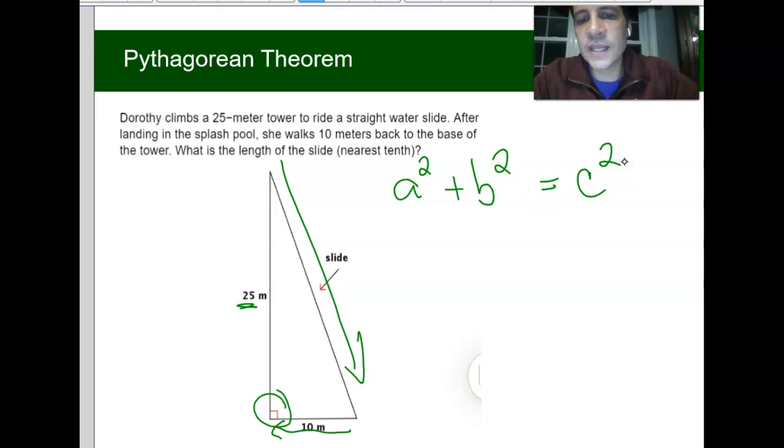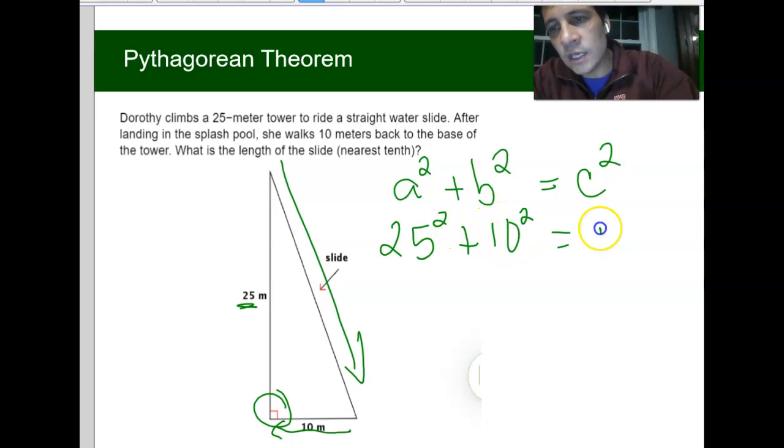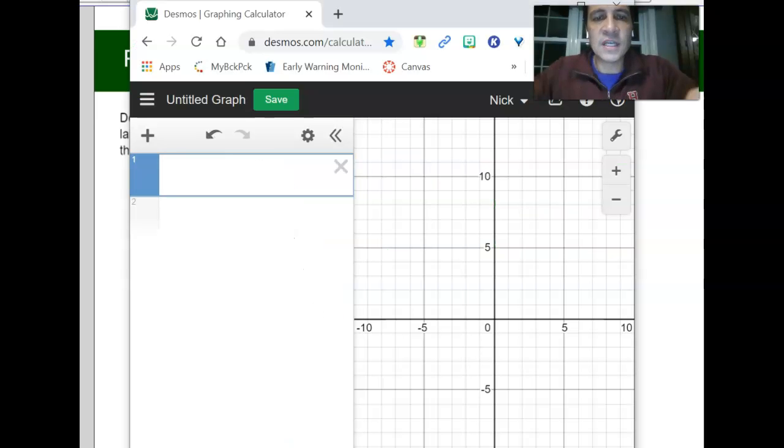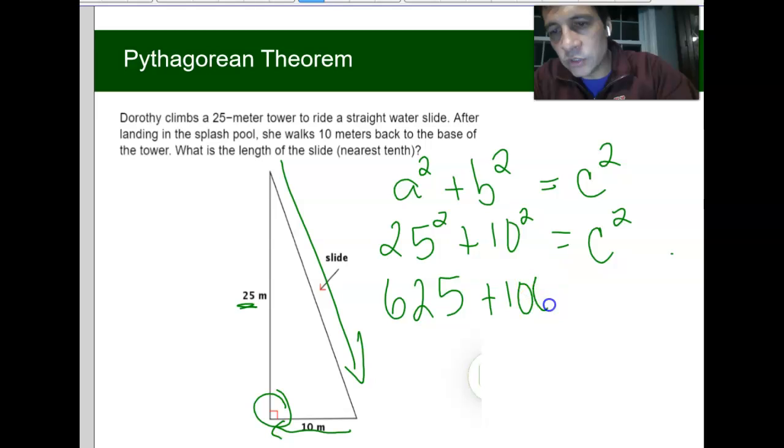So A and B are always my legs. They're the parts that form the right angle. So 25 squared plus 10 squared equals C squared. Well, 25 squared, what is 25 times 25? If I take my calculator, I could just figure out, hey, 25 times 25, oh, that's 625. So 625 plus 100 is equal to C squared.